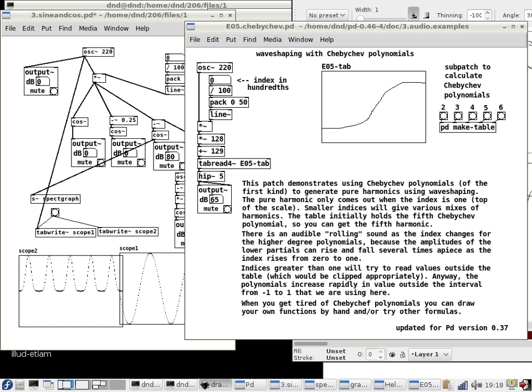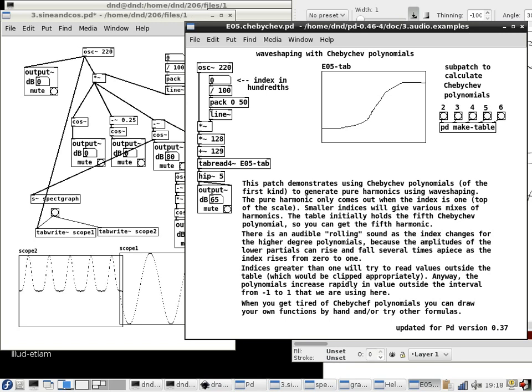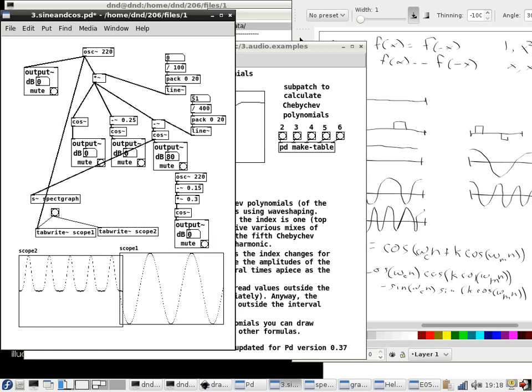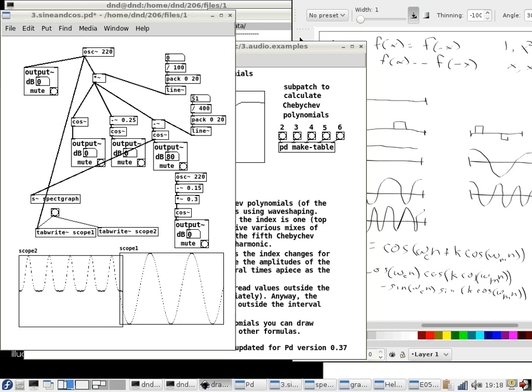Okay. Questions about this? Yeah. I think it might help illustrate the comparison. Maybe if you could translate the PD wave shaping to the symbolic representation. You mean this one? No, in sine and cos 3. Oh, this one. Oh, yeah, right. Okay. Yeah, that's a good idea.